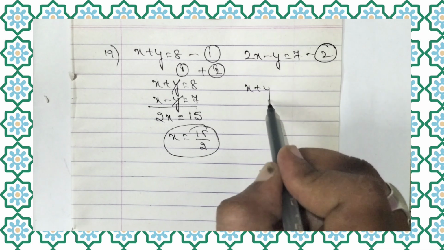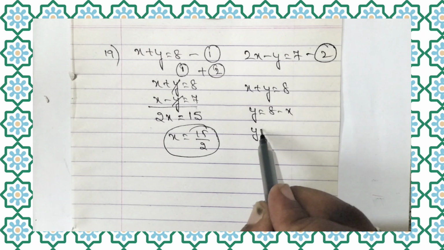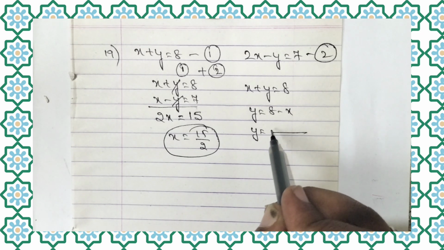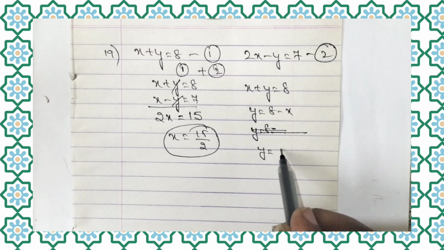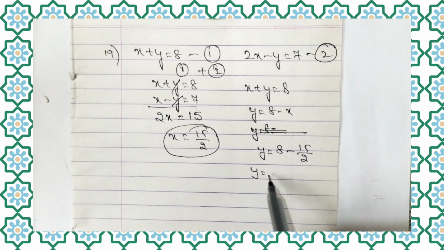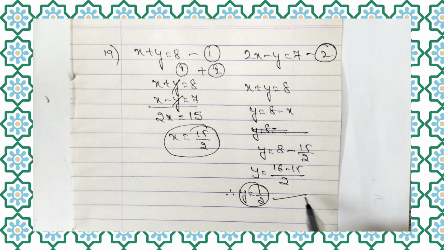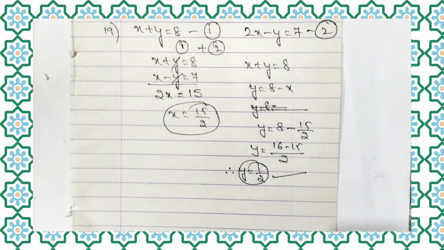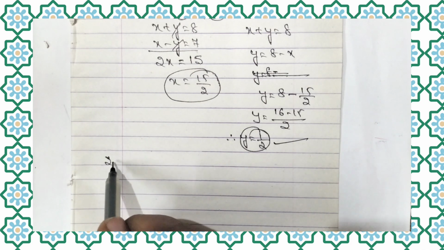x plus y is equal to 8. y is equal to 8 minus x. So y is equal to 8 minus x, where x is 15 by 2. So y is equal to, if you take 2 as LCM, 2 eights are 16 minus 15. Therefore y is equal to 1 by 2. So x is equal to 15 by 2 and y is equal to 1 by 2. Now let us move to question number 20.